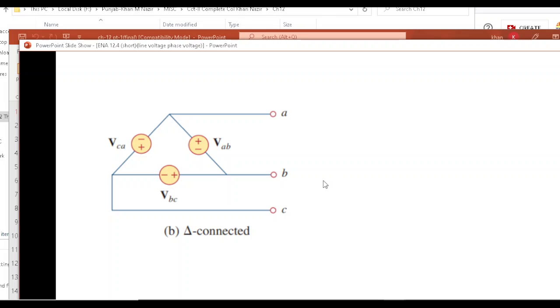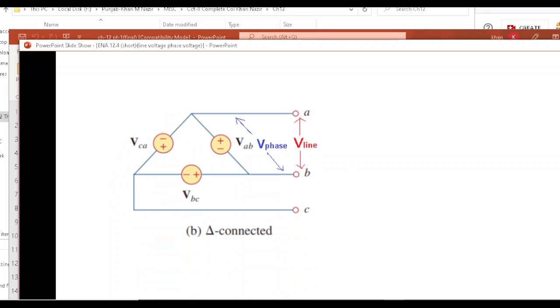In case of a delta, it is very simple, because as I have mentioned, the voltage across any one element is the phase voltage. But here it is also the line voltage between line A and line B. That means the phase voltage and line voltage are equal in a delta connected system. So V line is equal to V phase in delta connection. Whatever the magnitude or the angle, it is the same in both cases.